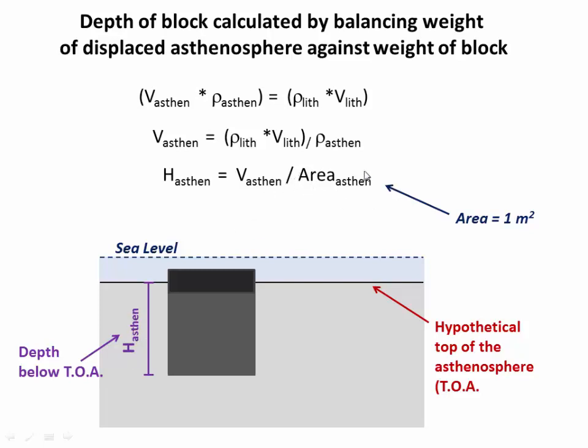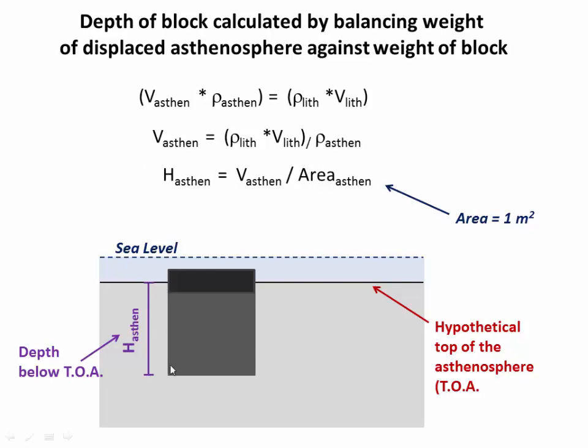And then once we know that, we can solve for this height simply by dividing the volume by an area of 1 meter squared. That's a little bit of a math trick, but essentially in this calculation it doesn't matter what the area is. The result is the same for any area, any sized block. And so we're just going to plug in an area of 1 meter squared here, and we're going to turn this volume right into a height or a depth below the top of the asthenosphere.